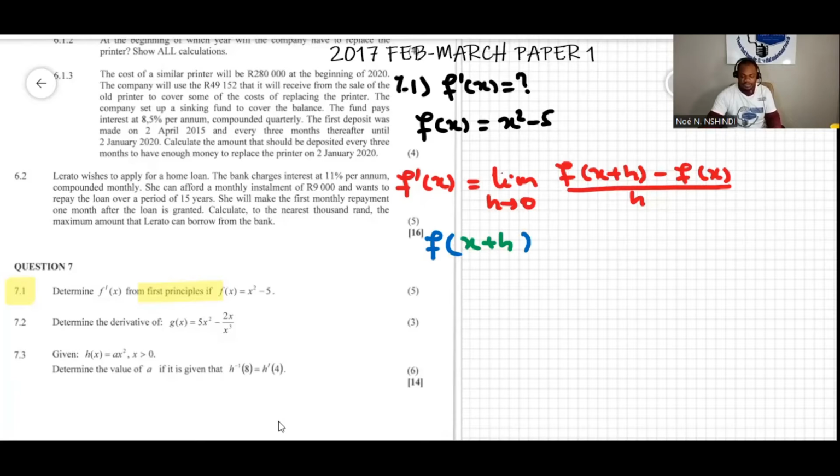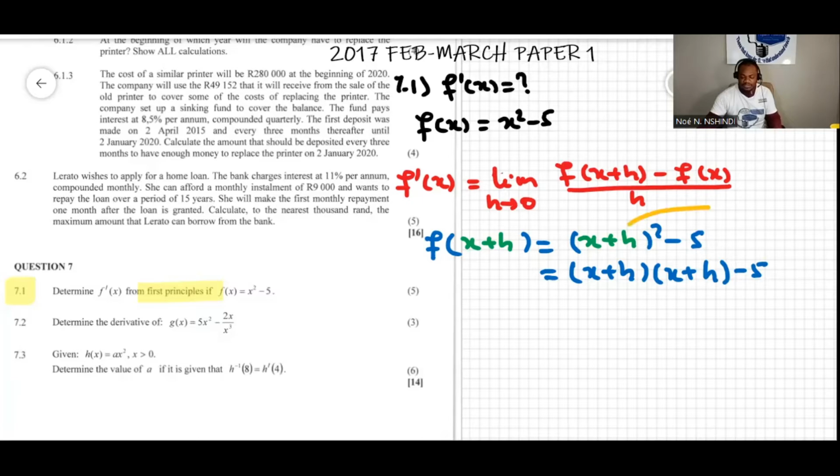So instead of writing x squared minus 5, instead of writing x squared, I would have substituted x plus h here. And now let's simplify this by expanding. This is x plus h times x plus h, minus 5. I've seen students working this out by saying this is x squared plus h squared. It's a common mistake, but avoid doing that. We must multiply x plus h by x plus h, as I just did in this line.